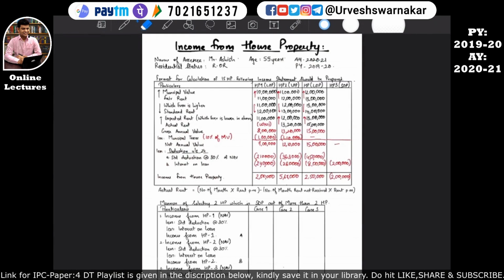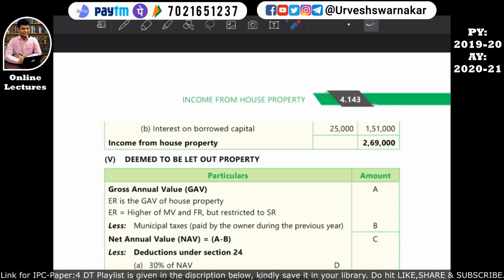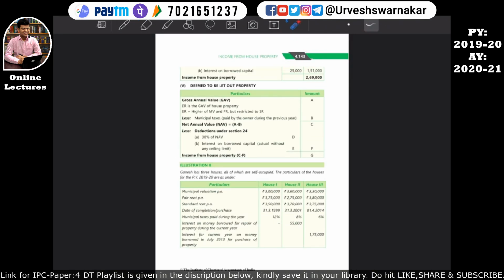So we'll solve two sums from the study material and then the chapter comes to an end. I hope this is quite clear to you all. Okay, so I have erased all the solution that I had made in my format. So let's come to our study material, page number 4.143, illustration 8.